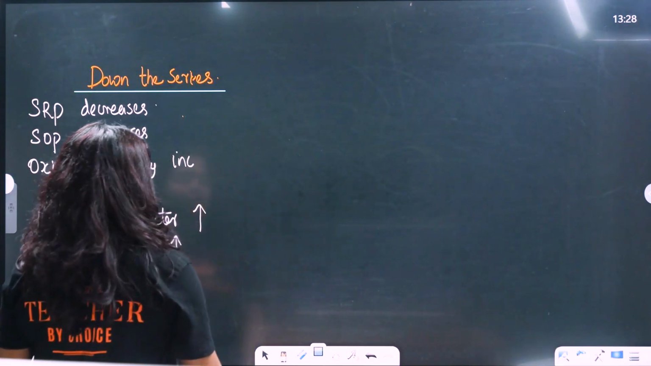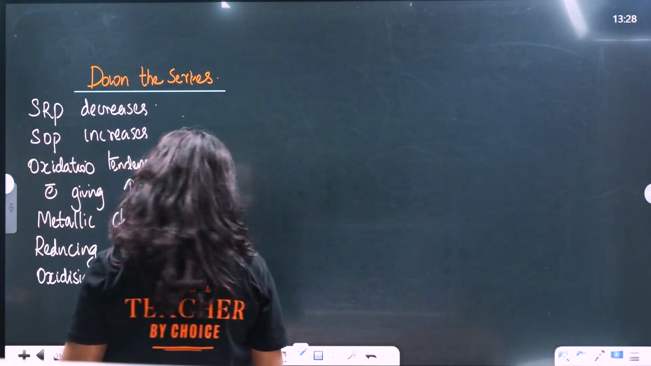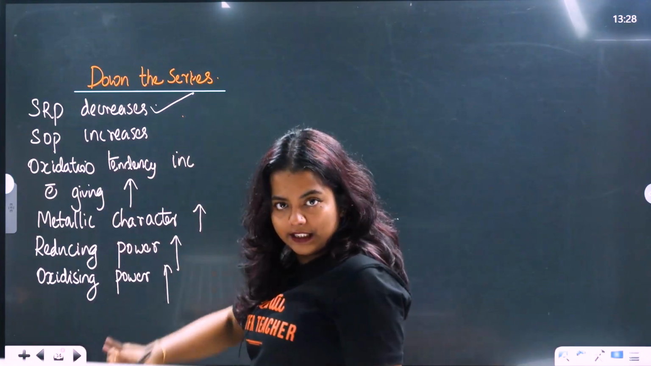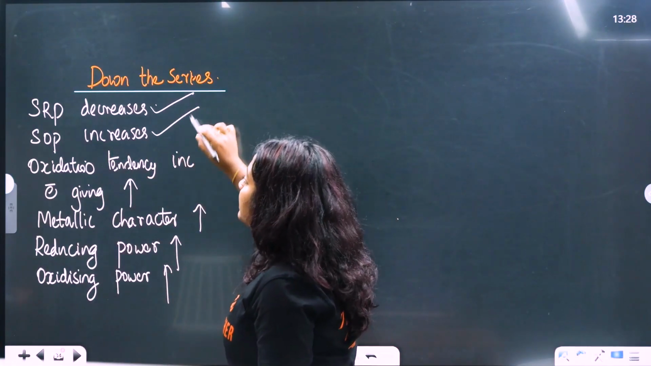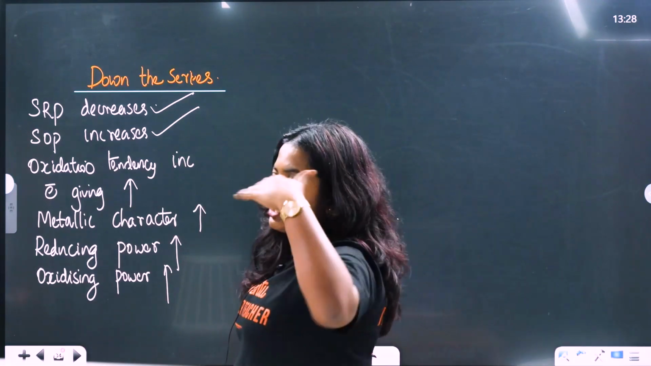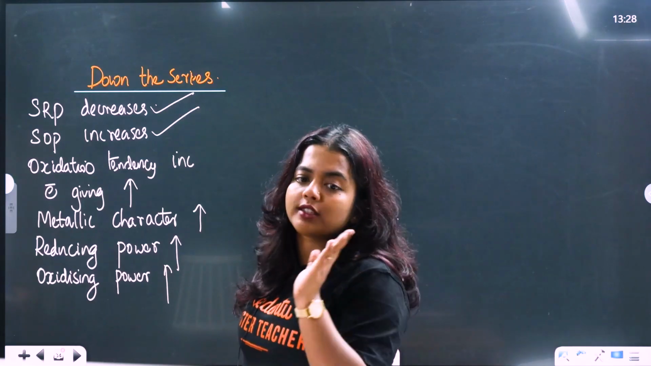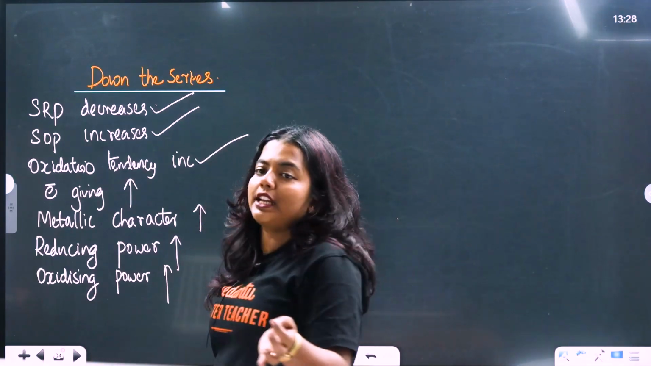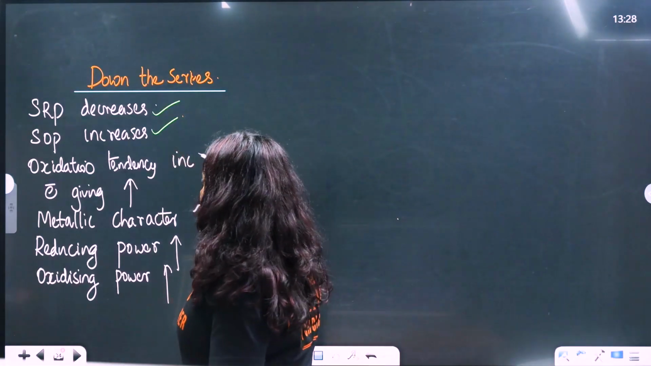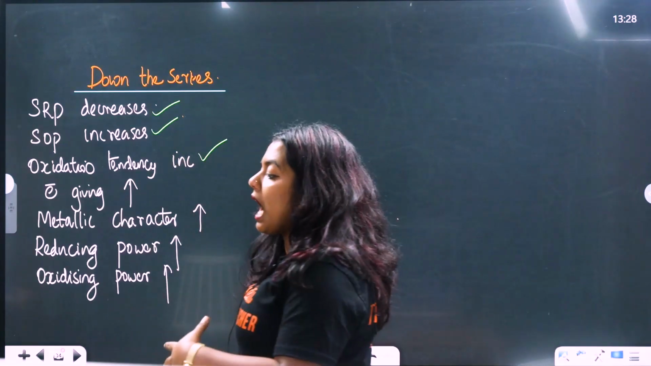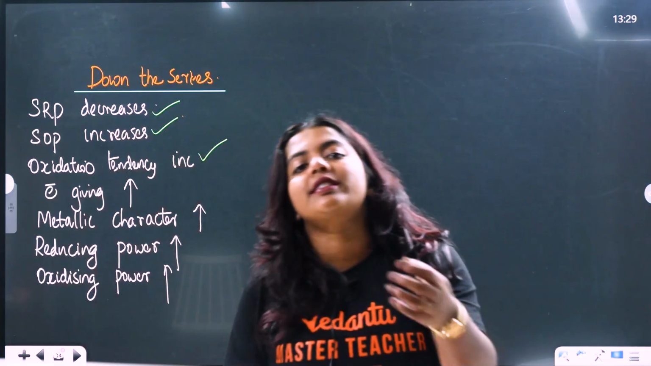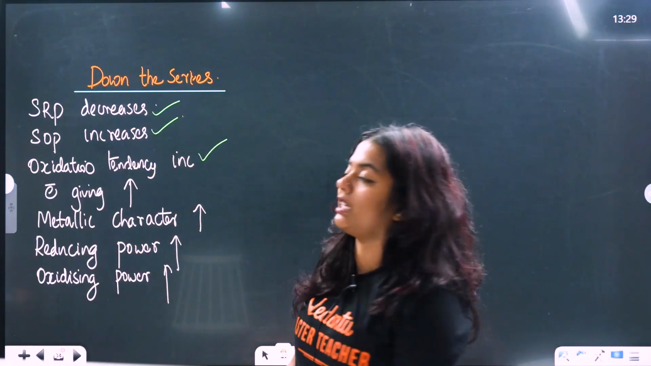Down the series, you always remember, this is a very important point, children. Down the series, standard reduction potential decreases, the value becomes negative. So going from top to bottom, oxidation potential obviously increases. If reduction potential is decreasing, oxidation potential will be increased. Oxidation tendency will also increase. For lithium, coming down, they go for oxidation rather than reduction. Their electron-giving capacity increases.